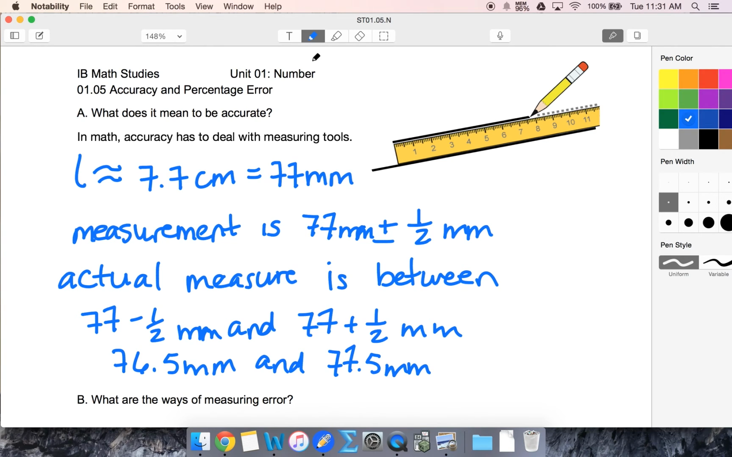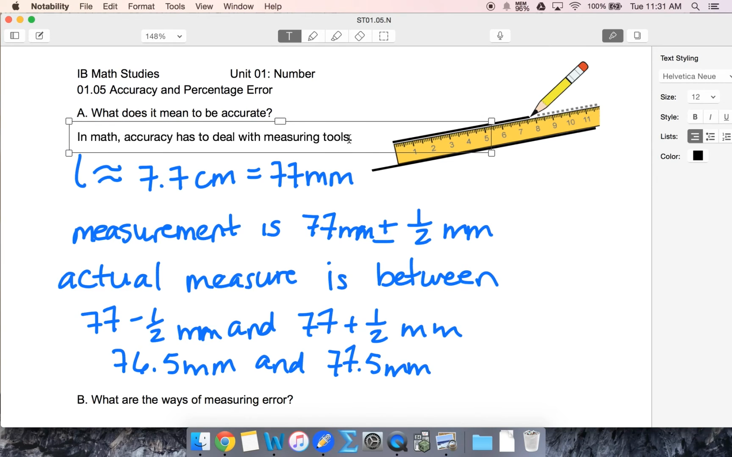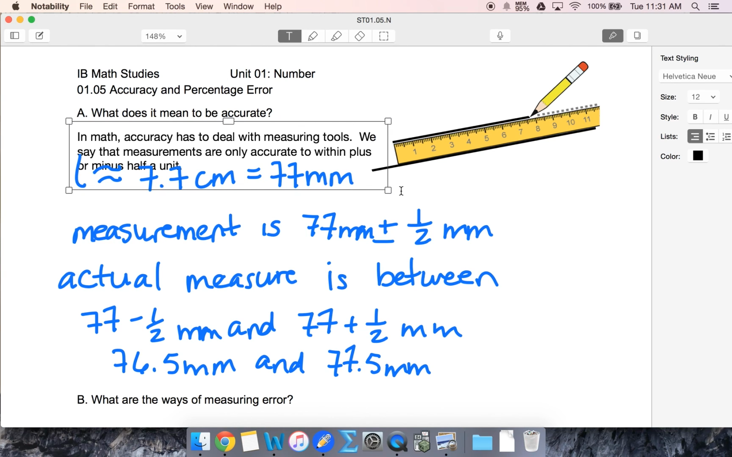So let's go back and amend our definition then, and say that measurements are only accurate to within plus or minus half a unit. So there's our definition of what it means to be accurate within math. Let's spread that all the way down. And that's your video on accuracy.